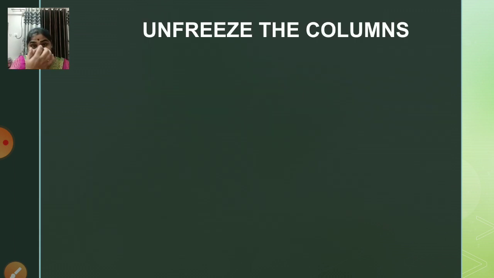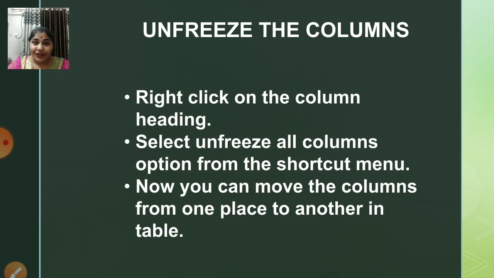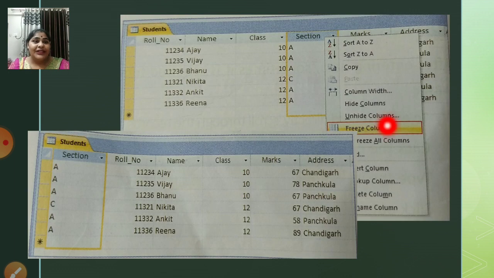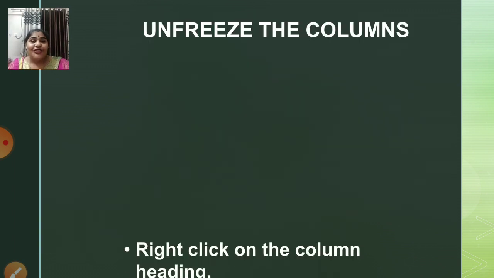Now once you freeze your columns, how to unfreeze them? What are the steps, children? Right click on the column heading of whichever column you have frozen, which will be at the leftmost side of your table. Right click on that field name and select the unfreeze all columns option from the shortcut menu. In the context menu you can see, as in the previous one, freeze columns and unfreeze all columns options are there, right?